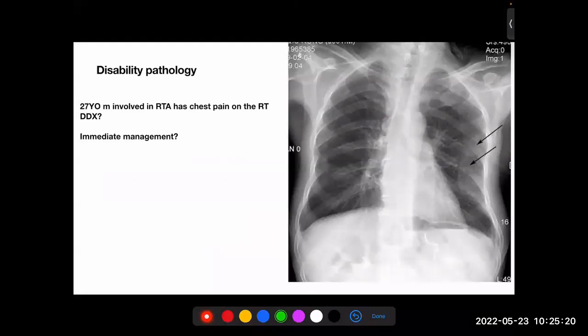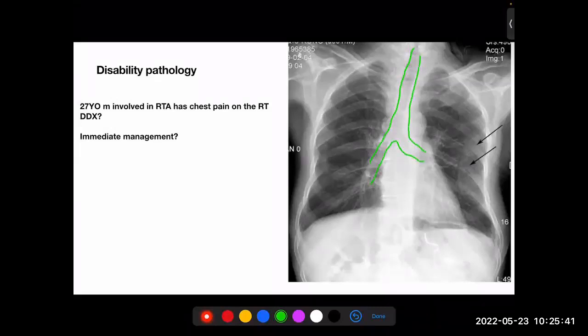Next, let's look at the ribs. A 27-year-old male involved in a road traffic accident with chest pain on the right. What is your differential diagnosis? Look at those. Why am I taking you there? Let's do the normal things.